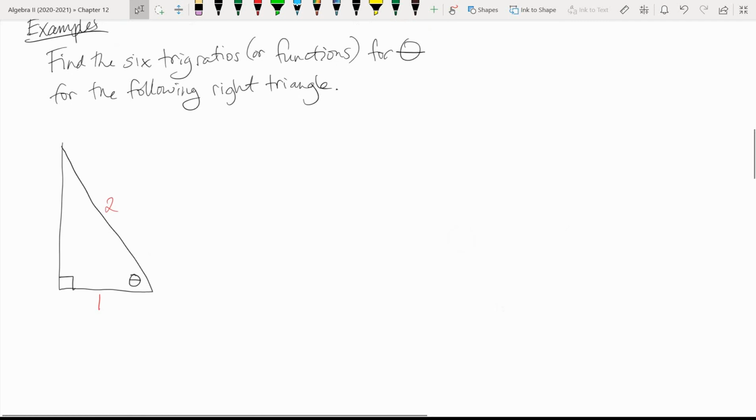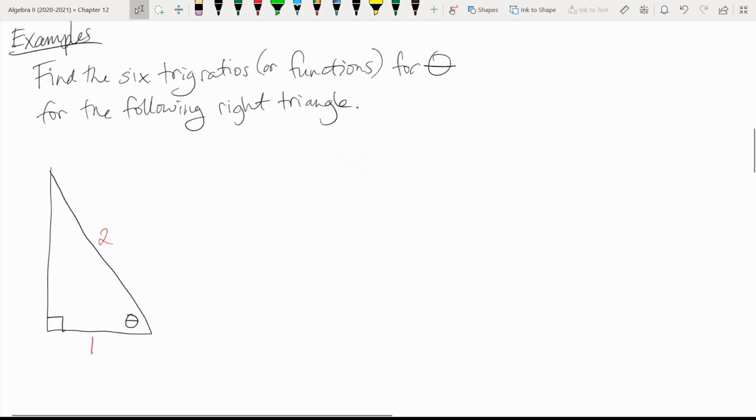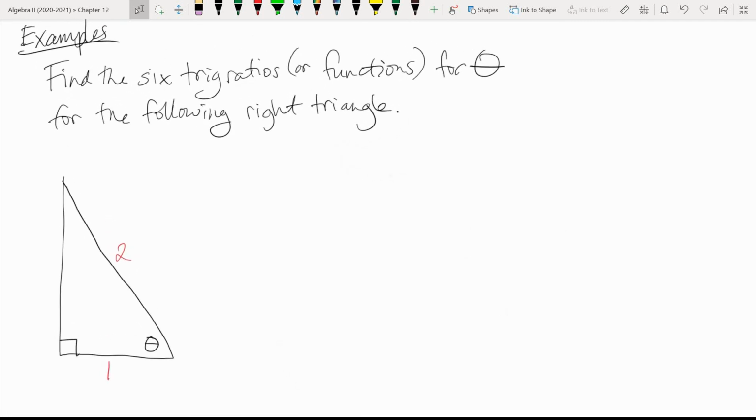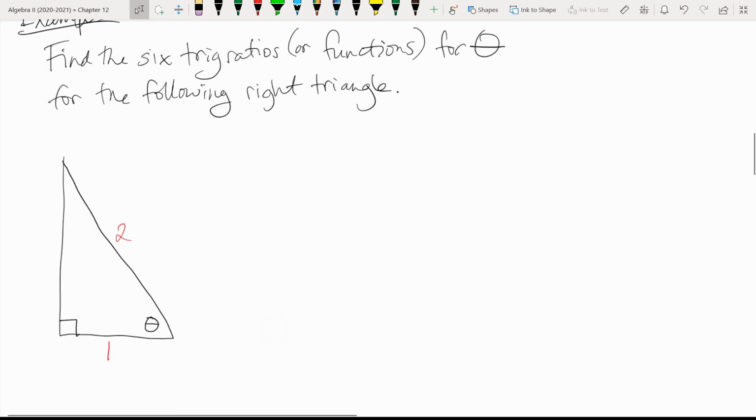So then we can do a little example here. Let's find the 6 trig ratios or functions for theta for the following right triangle. So here we have a right triangle that has 1, 2, and we have a missing side over here. And so we need to actually find that. So right now, from the standpoint of theta, this is our adjacent side, right? And this side over here is our hypotenuse, okay? It's the long side. So what we don't know is what our opposite side is.